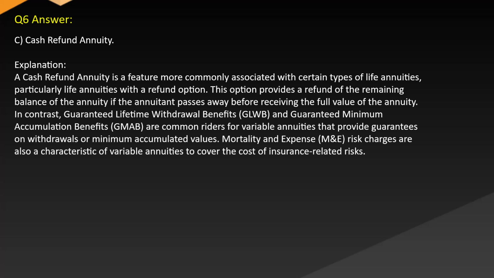In contrast, guaranteed lifetime withdrawal benefit or guaranteed minimum accumulation benefits, GMAB, are common riders for variable annuities that provide guarantees on withdrawals or minimum accumulated values. Mortality and expense risk charges are a characteristic of variable annuities to cover the cost of insurance-related risks.